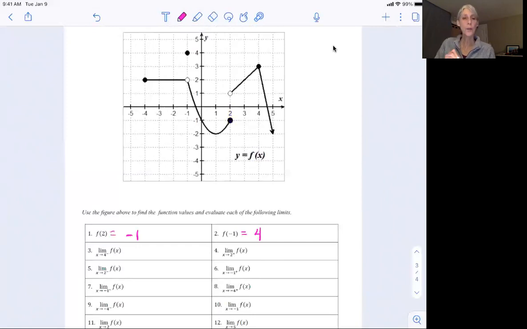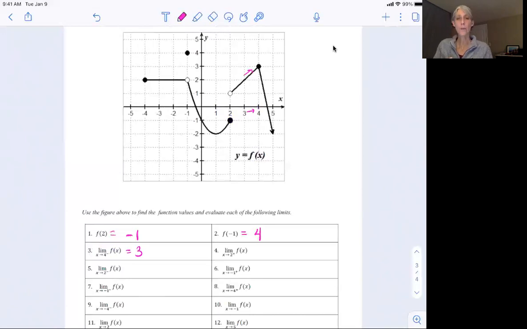In example 3, I'm evaluating the limit as x approaches 4. That little minus sign means from the left side. I'm going to go to 4 on my x-axis. The left means I want to know what's happening to my y values as x's get closer. So as I plug in x, getting closer to 4, my y values are getting closer to 3.